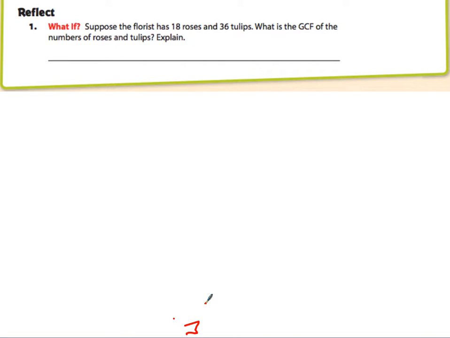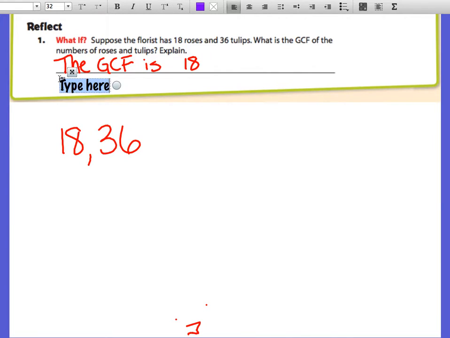Again, the GCF is 18. And we could have known that more quickly. I wanted to show you the next method. But if you list the multiples of 18, the next multiple is 36. So since 36 is a multiple of 18, and 18 is the largest factor that 18 can have, I know that 18 has to be the GCF.